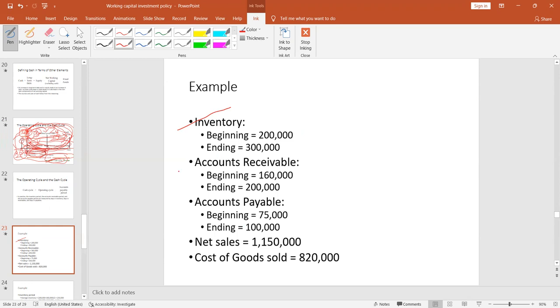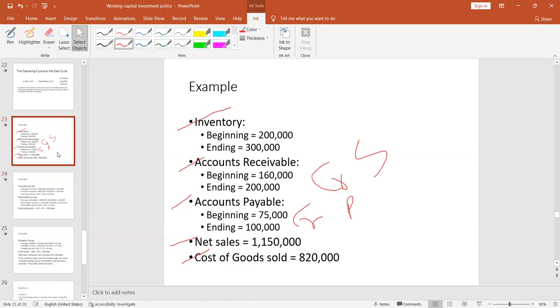No. In the same way, you are given accounts receivable at the beginning and at the end of the period. You are given accounts payable, beginning and ending of the period. When you have accounts receivable, you have credit sales, and when you have accounts payable, you have credit purchases. You are also given information related to net sales and about cost of goods sold. Considering all this given information, now you have to determine your cash cycle.